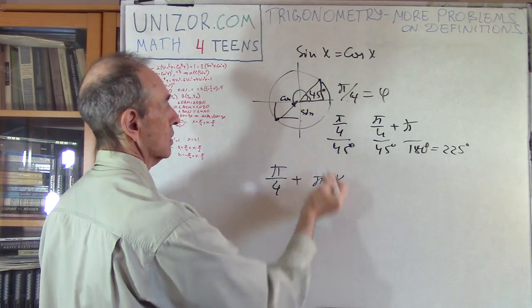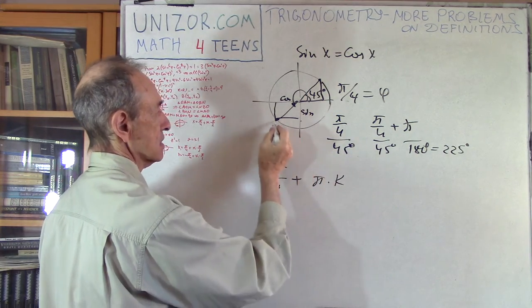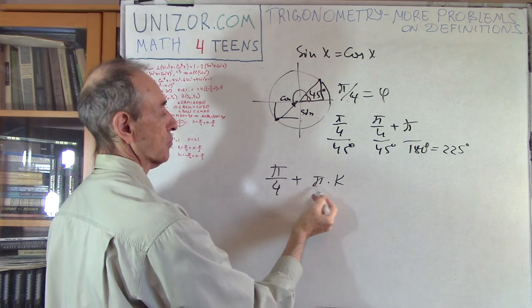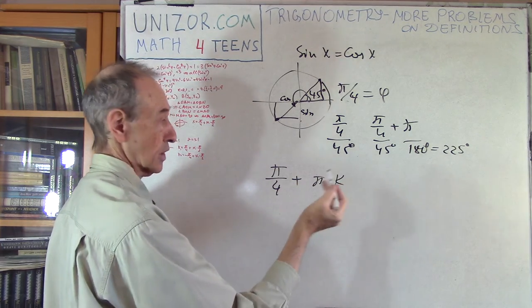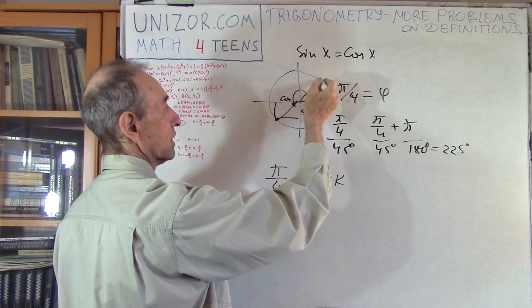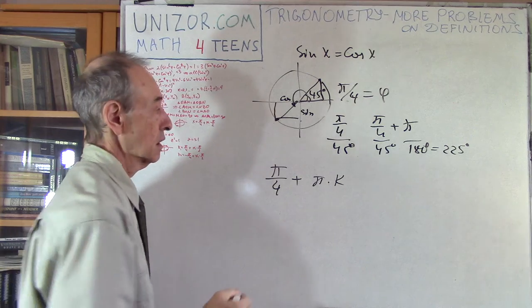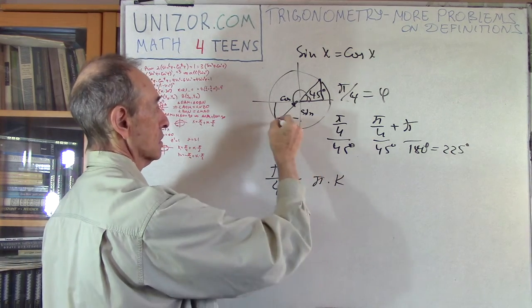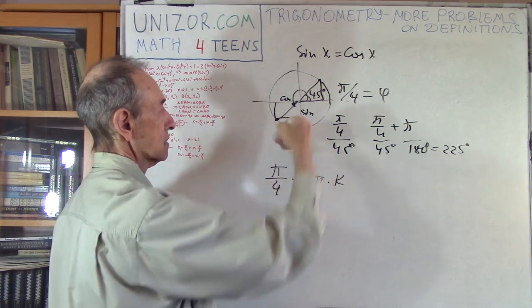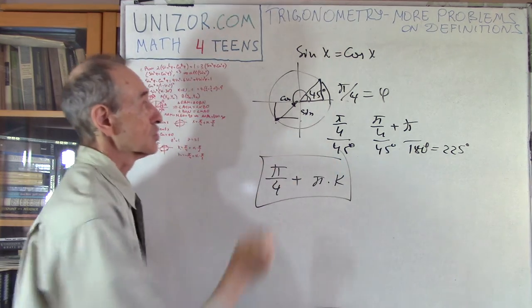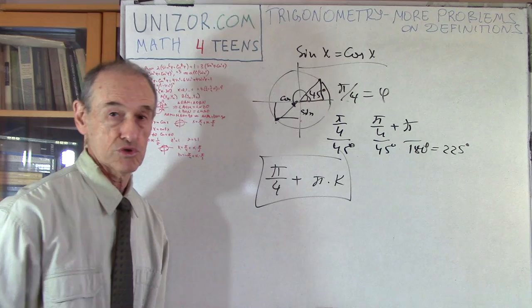If it's 0, it's this. If it's 1, it's this. If it's 2, it would be pi over 4 plus 2pi, 360 degrees, so we'll have again the same point here, after one full circle. And then again, 180 degrees, pi, and then again and again. So this is a general solution to this equation.